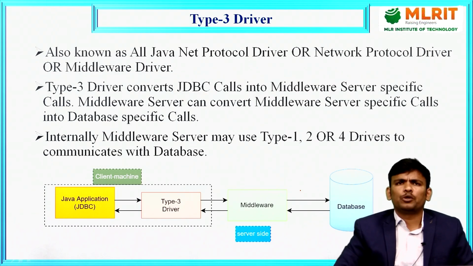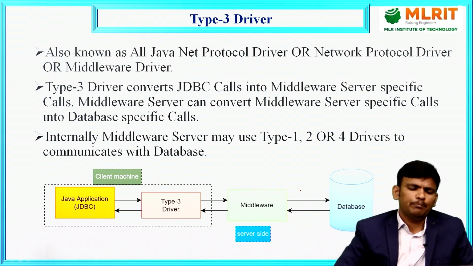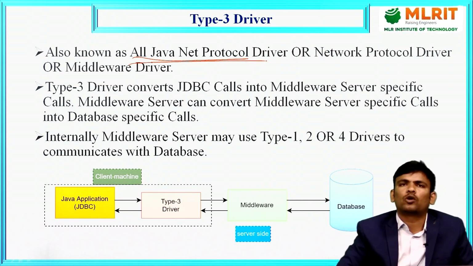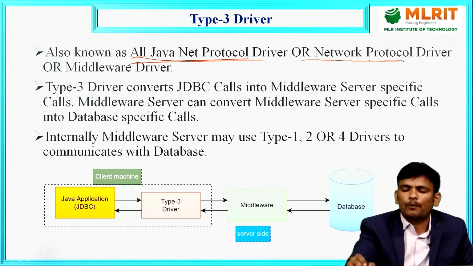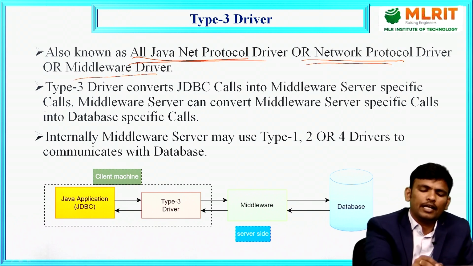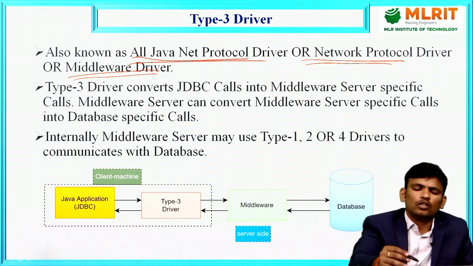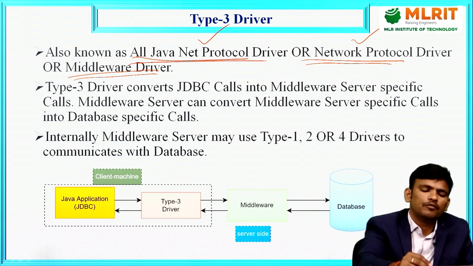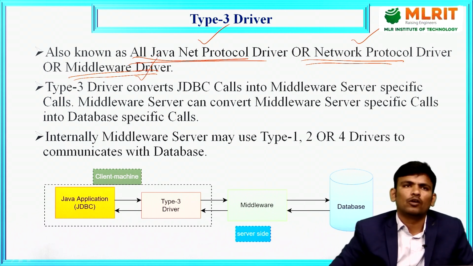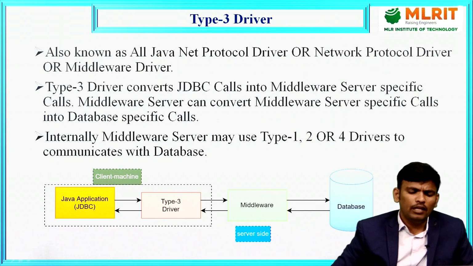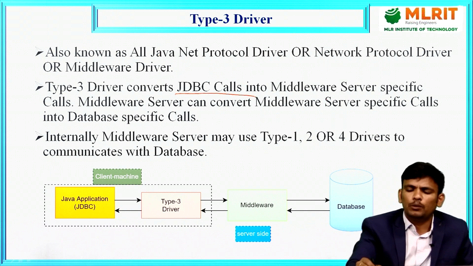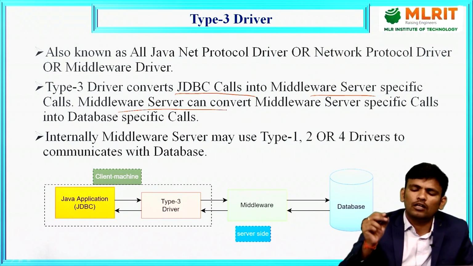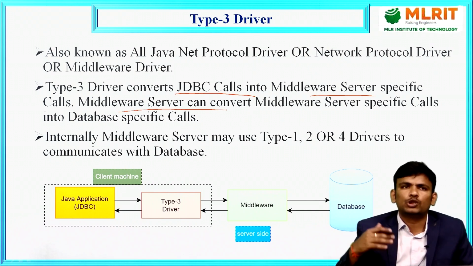And so coming to the type 3 driver. Type 3 driver is also known as all Java net protocol driver, network protocol driver, or the middleware driver. So it is also called all Java network protocol driver or network protocol driver, or we may say middleware driver. Next, type 3 driver converts JDBC calls to middleware server specific calls, and the middleware server specific calls are converted toward the database specific calls.